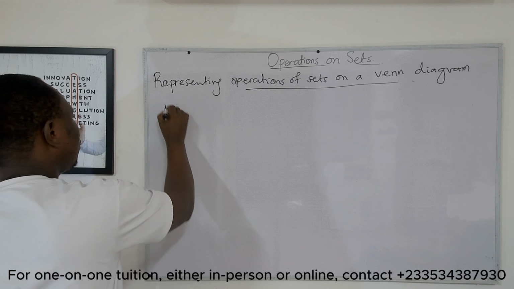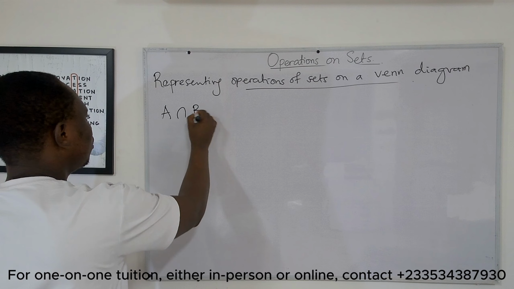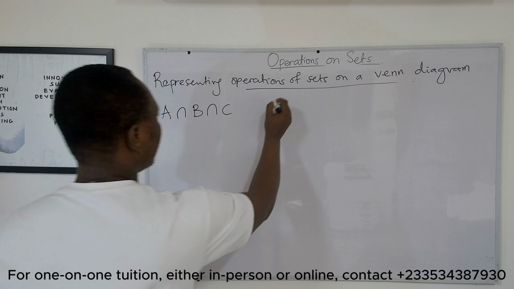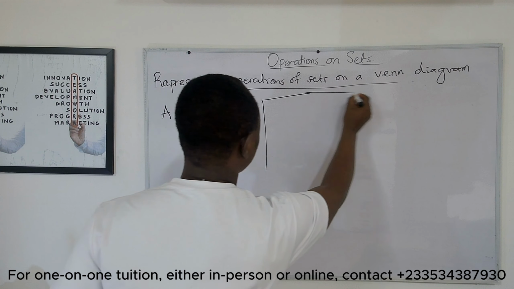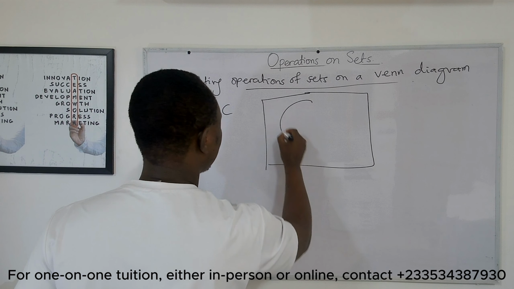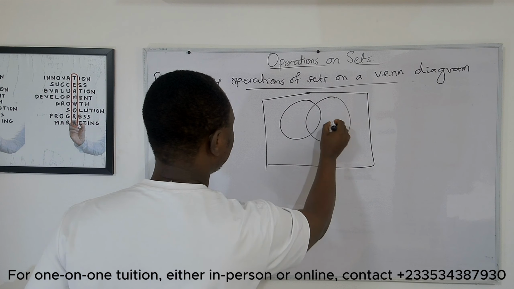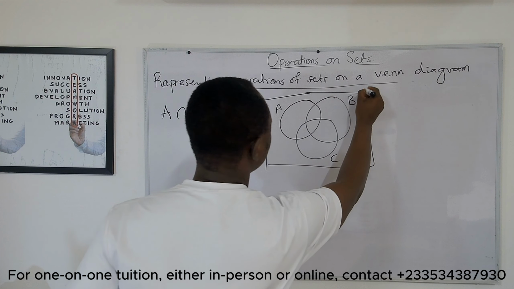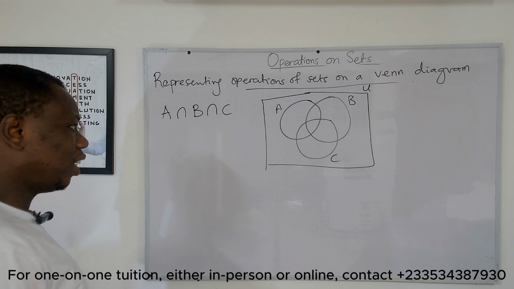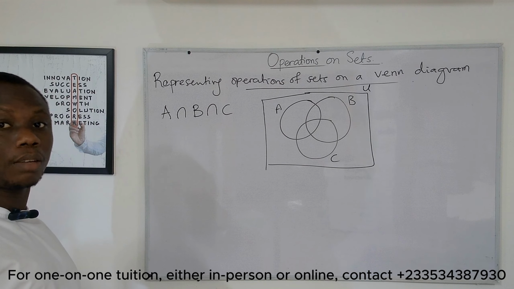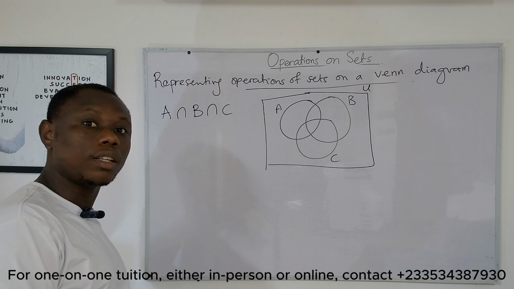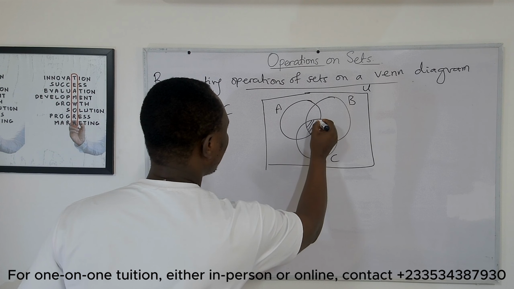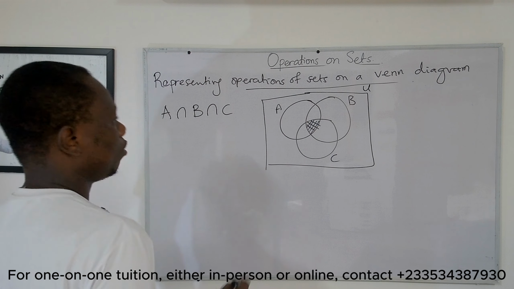So when we have A intersection B intersection C, how will we represent this? So let's say we have our set here. This is our A, this is our B, and this is our C, with this being our universal set. Then A intersection B intersection C is what can be found in A, can be found in B, and can also be found in C. And this is what can be found in all of them, right?